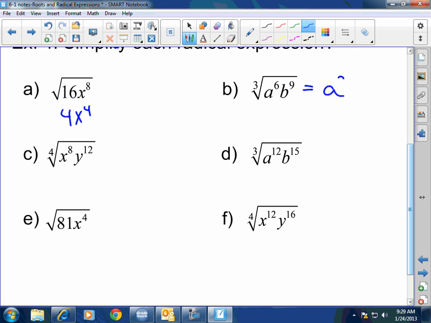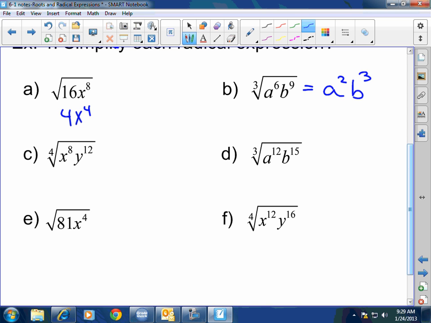So this is going to equal a squared b cubed. You do not, I repeat, you do not have to worry about absolute values with odd roots. The only time you have to worry about absolute values is with even roots, and that's if and only if I take an odd exponent out of that even root.